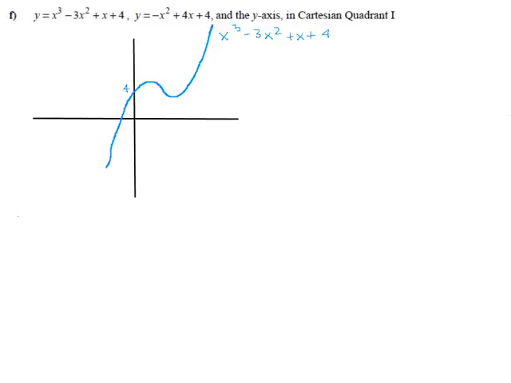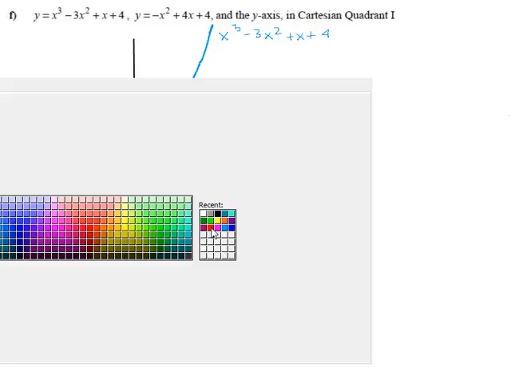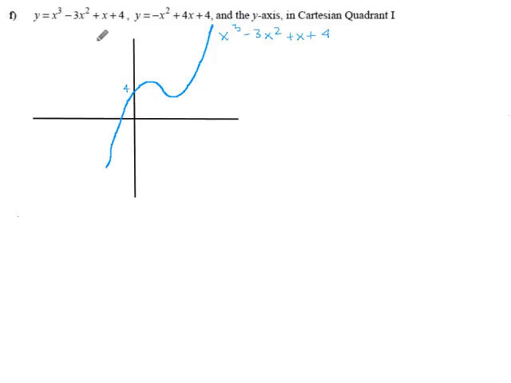So we'll go red for the quadratic. It comes in a little flatter. It passes right through 4. It's higher all through this. It turns back. Okay, so they want the area bounded by those two curves and the y-axis right there in quadrant 1.